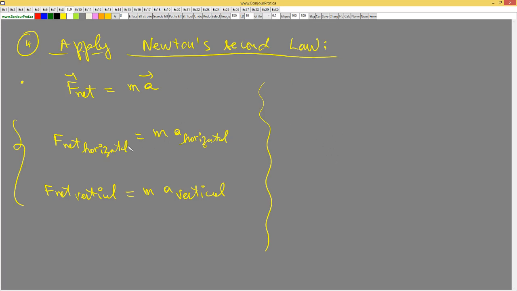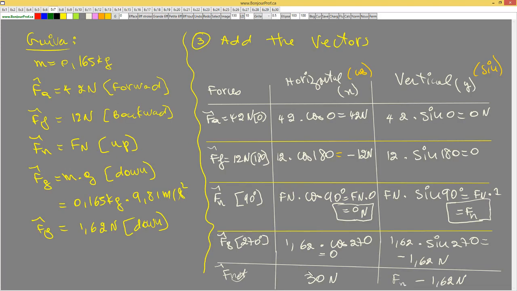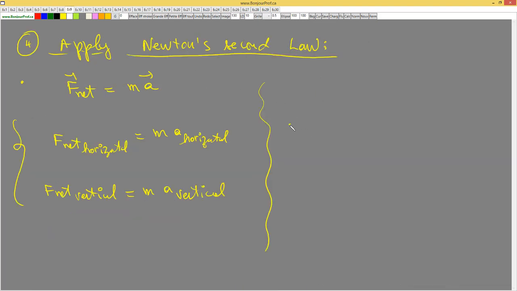So what is the force net horizontal from our table? It is 30 newtons. What is the force net horizontal? 30 newtons. So I'm going to put it here, 30 newtons equals the mass. What is the mass? So this one will give me this one here. So I'm going to put it properly so that you can understand. I'm going to find A horizontal.